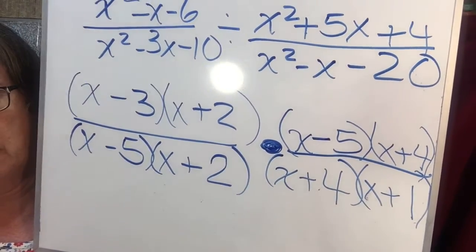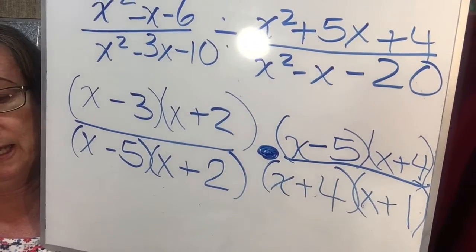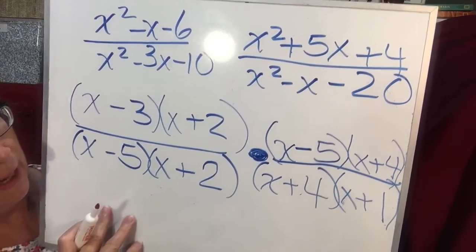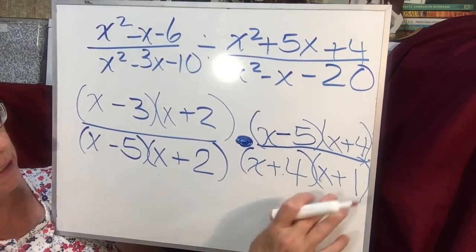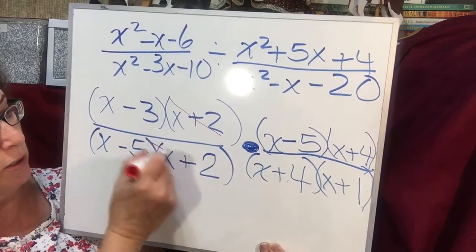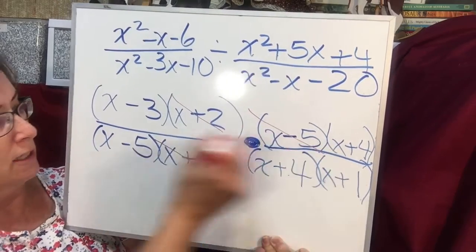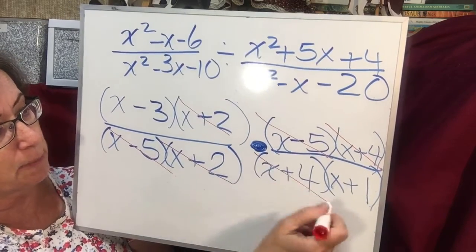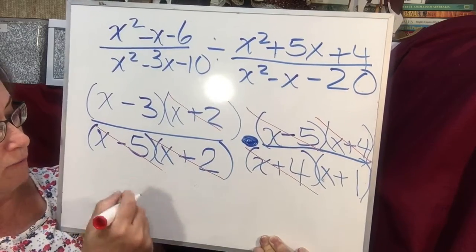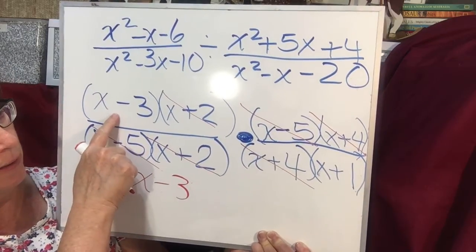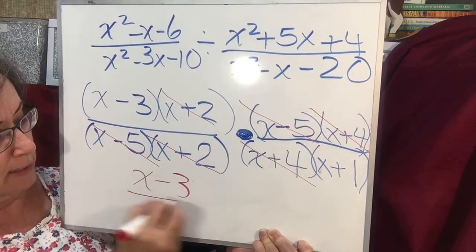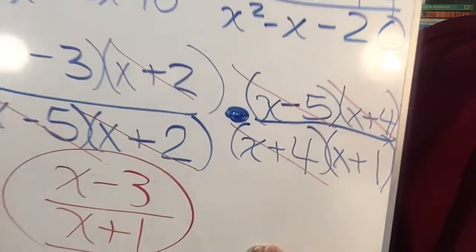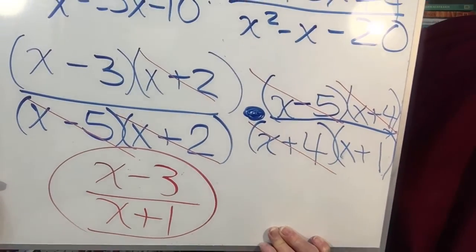Let me get a different color and come back and cancel. Okay, so we have an x minus 3 and no other x minus 3's. We have an x plus 2 and an x plus 2. An x minus 5 and an x minus 5. An x plus 4 and an x plus 4. So we are left with an x minus 3 here and an x plus 1 in the denominator. And we are ready for practice problems.